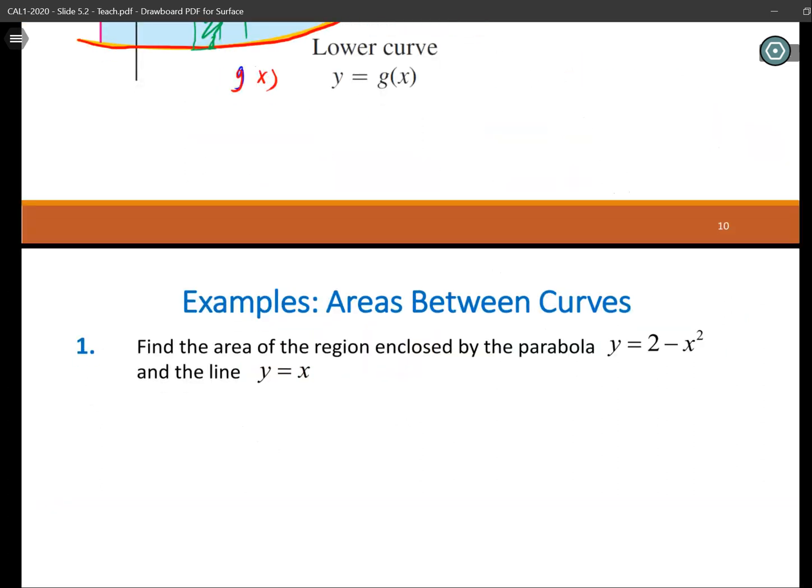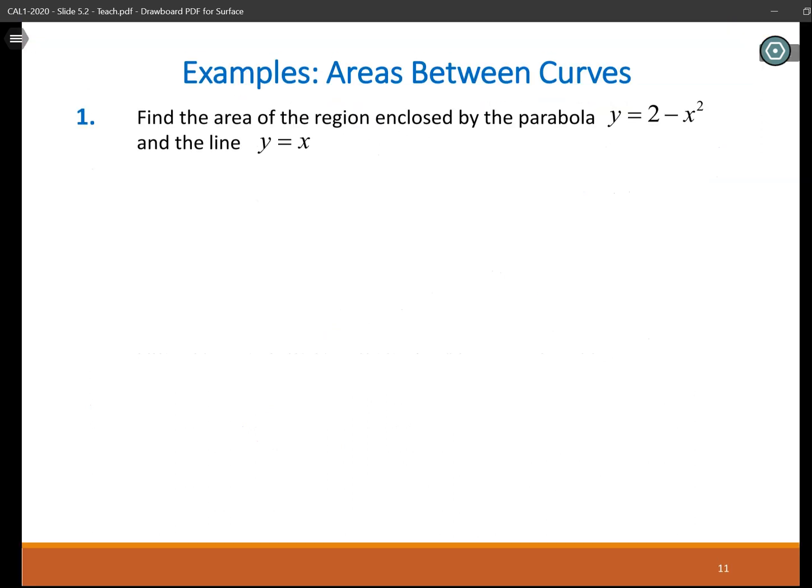All right, now take a look at this example. We want to find the area of the region enclosed by one parabola and one straight line. The first curve is y equals 2 minus x squared, and the other line is y equals x. We don't know what this region looks like, so we can't determine which one is the upper function and which one is the lower function. The first thing we need to do is plot these two curves on the graph.